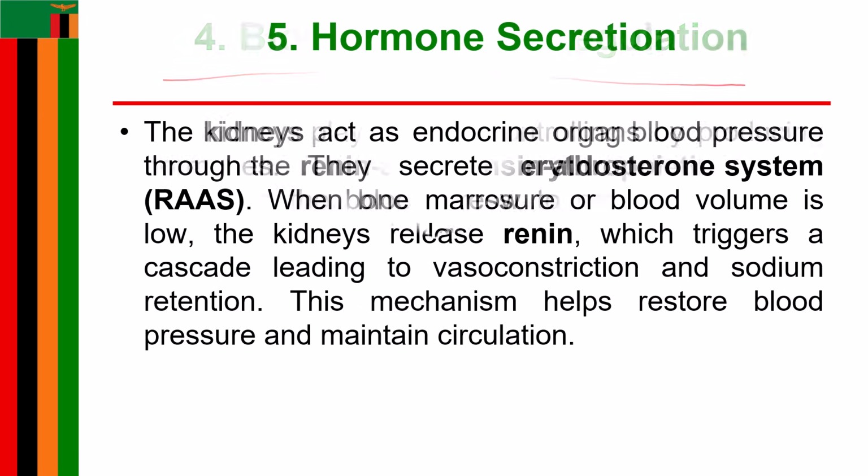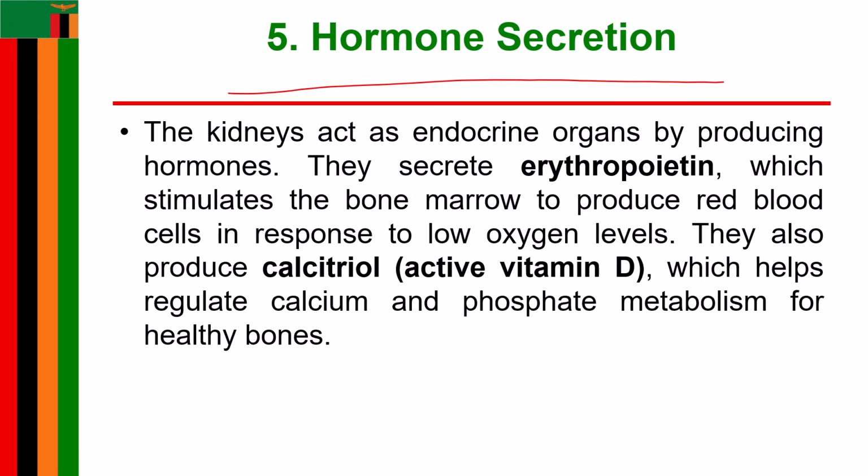And the fifth one is hormone secretion. The kidneys also act as an endocrine organ by producing hormones, and the specific hormone that is produced is erythropoietin. Erythropoietin stimulates the bone marrow to produce red blood cells in cases where we have low oxygen levels. And apart from that, the kidneys also produce calcitriol, which is active vitamin D, and this helps regulate calcium and phosphate metabolism, which is needed for healthy bones.